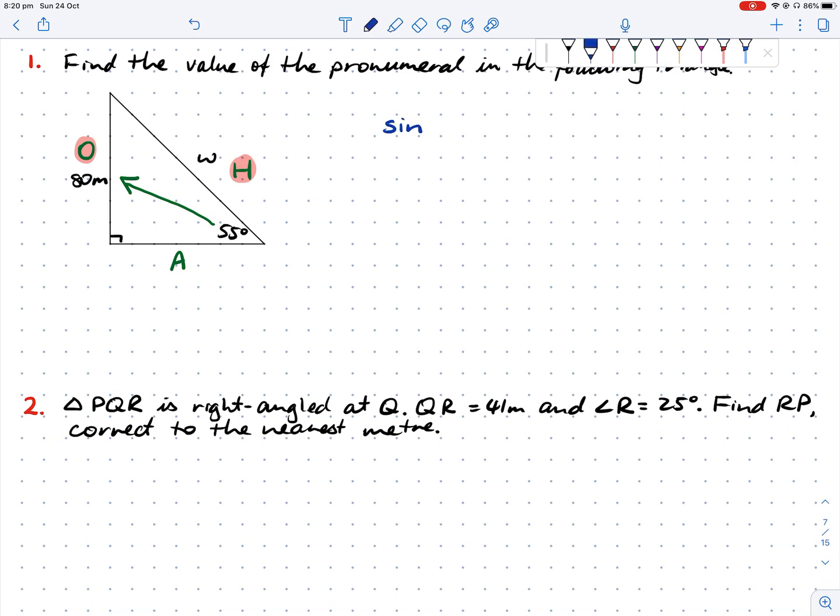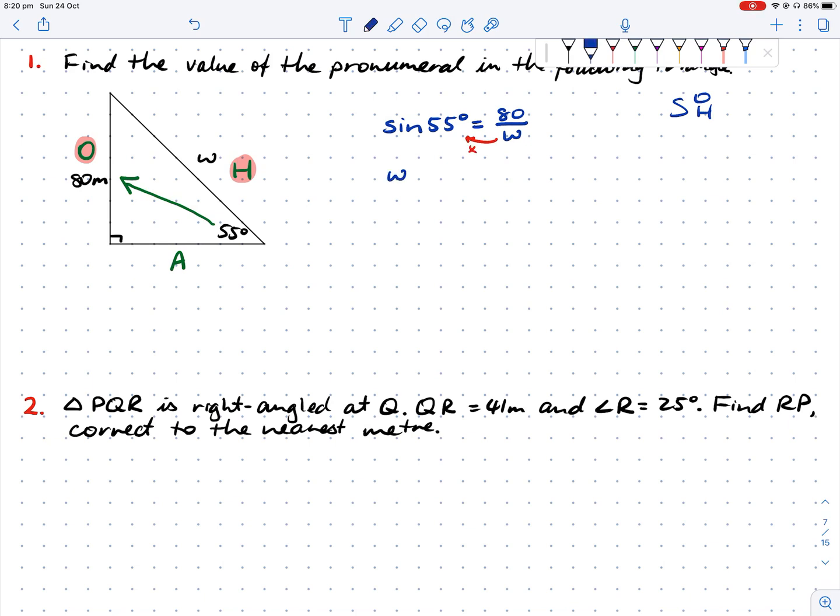So sine 55 degrees equals O over H. Remember, opposite goes on the top, the hypotenuse goes on the bottom. So that's going to be 80 over W. You can see here the pronumeral has ended up in the denominator. Now how we can go about solving this is we don't like to have any fractions. So first we're going to multiply the W across.